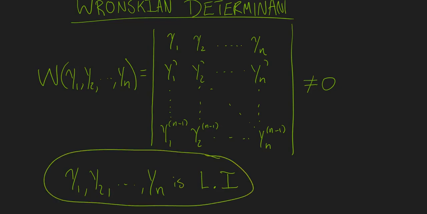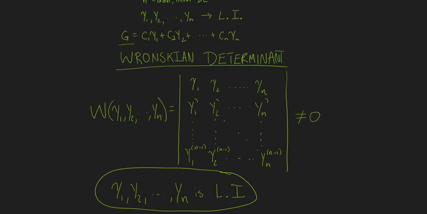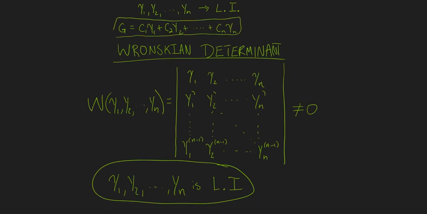Okay, and then from there we'll be able to show that the general solution, often called the fundamental set, right? This right here is called the fundamental set of solutions. So fundamental set. The general solution is equal to the linear combination of the fundamental set of solutions.